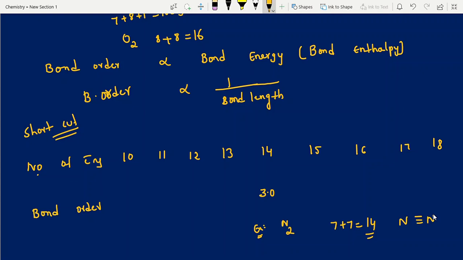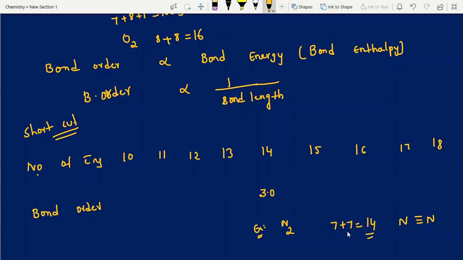Bond order is 3 is nothing but what, students? Bond order is nothing but between two atoms, 3 bonds are present. Suppose you are getting bond order 2, between two atoms, 2 bonds present. If you get bond order 1, between two atoms, the number of bonds is 1, like that.